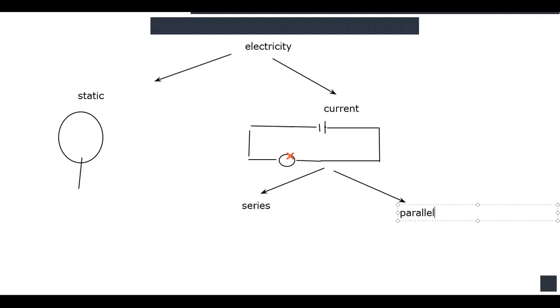So we have two types of circuit, series circuit and parallel circuit, if you still remember this. The series circuit is the one that has only one path, and the parallel circuit has more than one path.